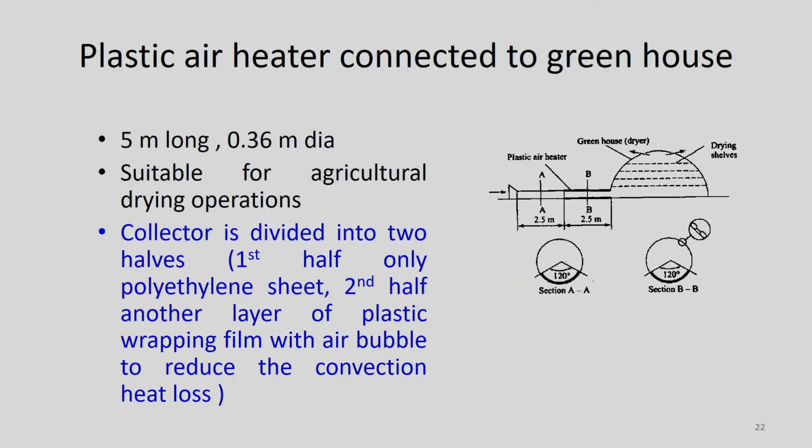And one more plastic air heater which is used for greenhouse has been shown here. So, here what happens, there are two parts, this is one part, this is the second part. In the first part, only polyethylene sheets are used, and in the second part another layer of plastic wrapping film with air bubbles is used to reduce the convective losses. Then this greenhouse dryer is attached.